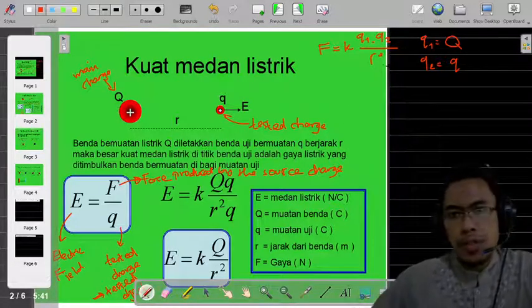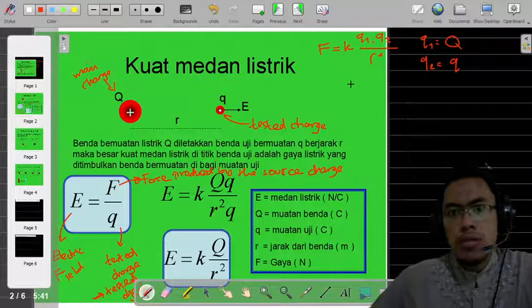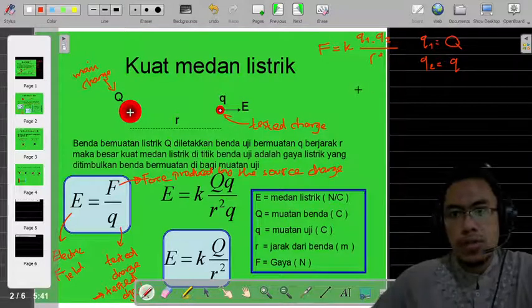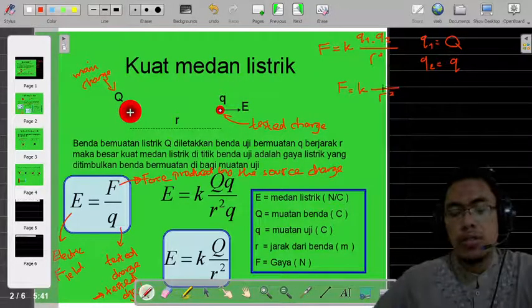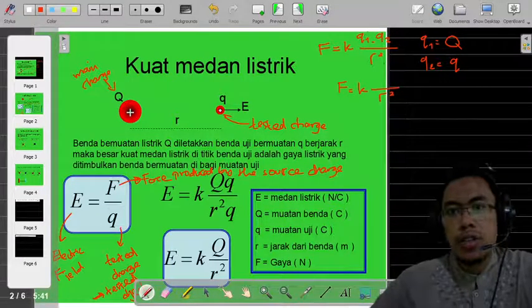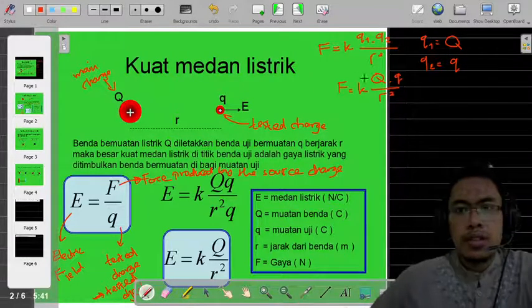Okay, now based on this one, we are going to put this value into this formula. So this is F, and then the second one is divided by this R square. Q1 will be big Q, and then Q2 will be small q. So this is for the force.